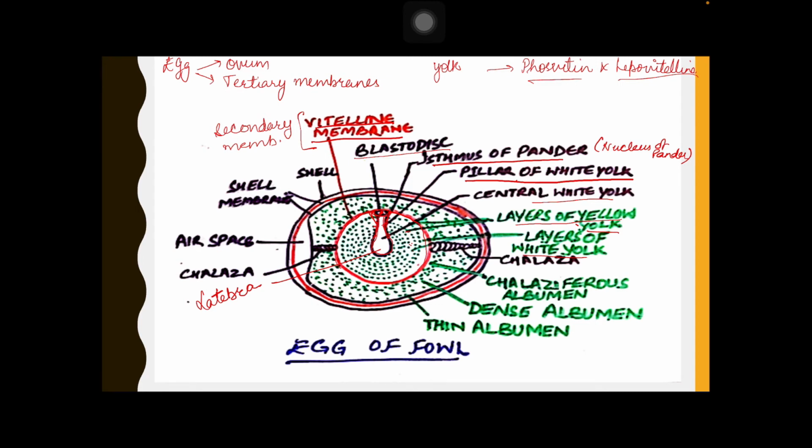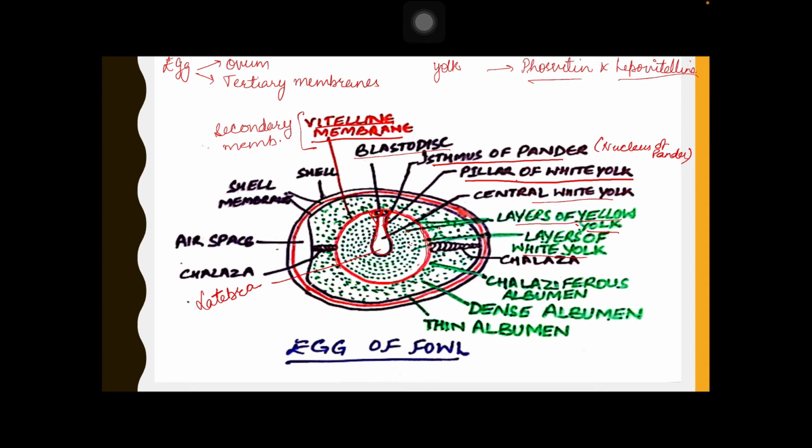And this vitelline membrane separates the yolk from the albumin. Albumin lies outside. So within the vitelline membrane, there is present only the yolk. As I told you, white and yellow yolk alternate layers are present. So the vitelline membrane separates the yolk from the surrounding albumin.